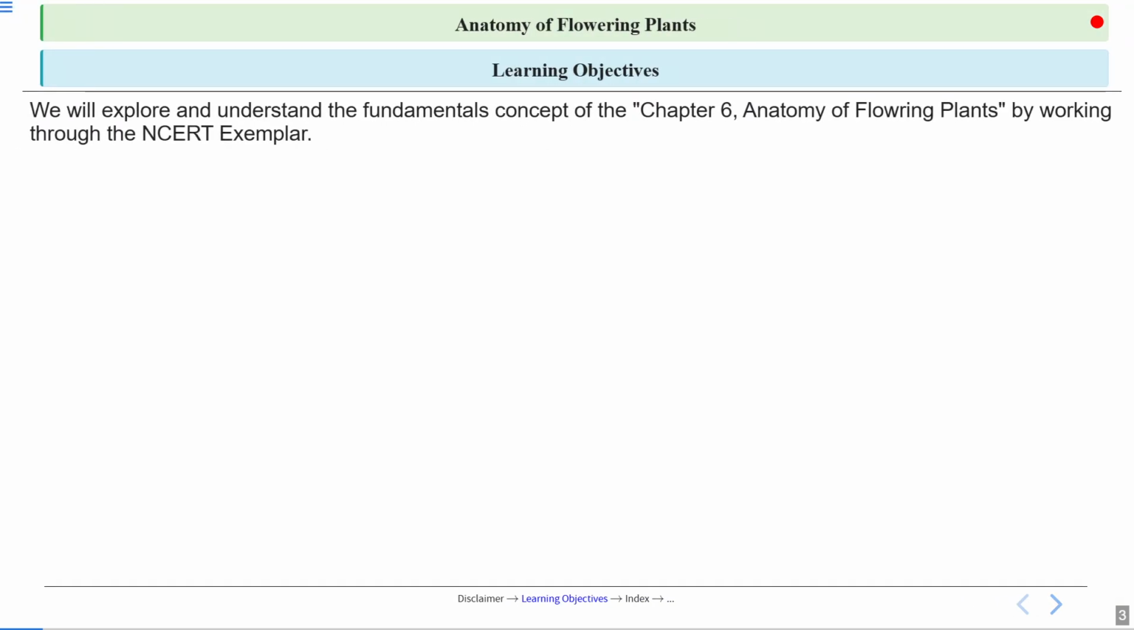So the learning objective: we will explore and understand the fundamental concepts of Chapter 6, Anatomy of Flowering Plants, by working through the NCERT Exemplar. While solving the questions from the NCERT Exemplar, we will be able to understand the fundamental concepts from the chapter Anatomy of Flowering Plants.